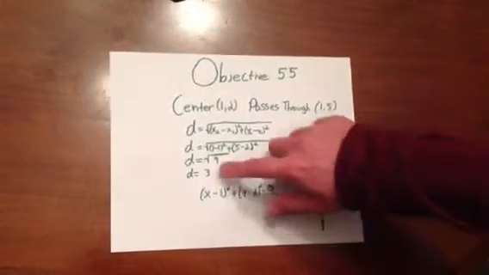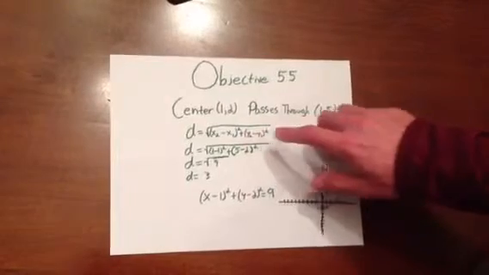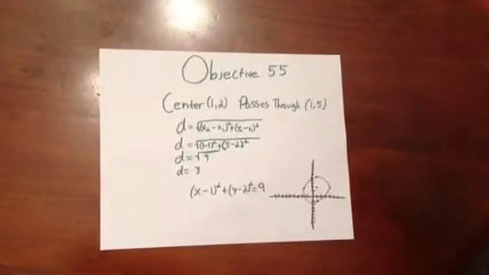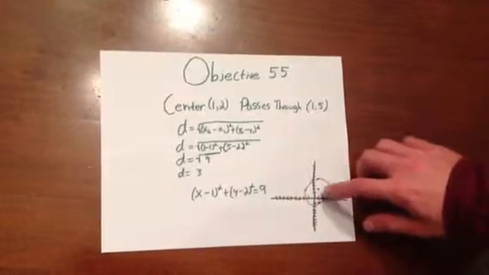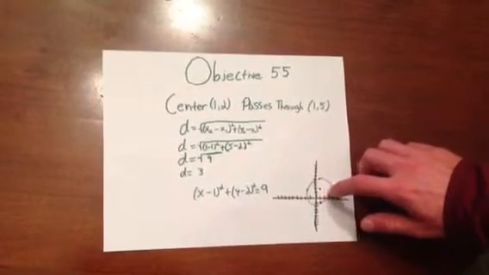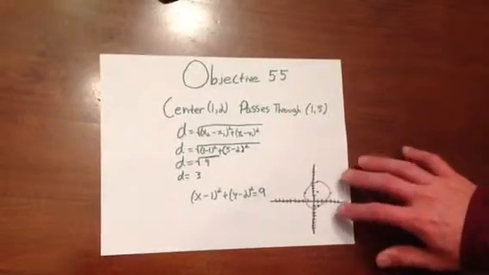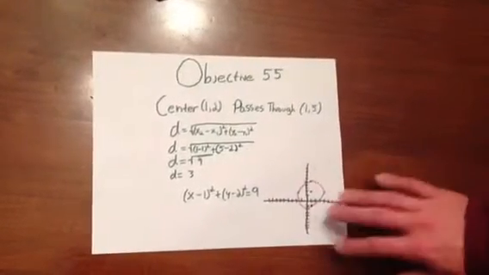Next, you have to use this radius that we found in the distance formula to find the rest of the points. So basically we're just going to go up 3, we're going to go to the left 3, we're going to go down 3, and we're going to go to the right 3. And I plotted all those points for you and drew that circle.